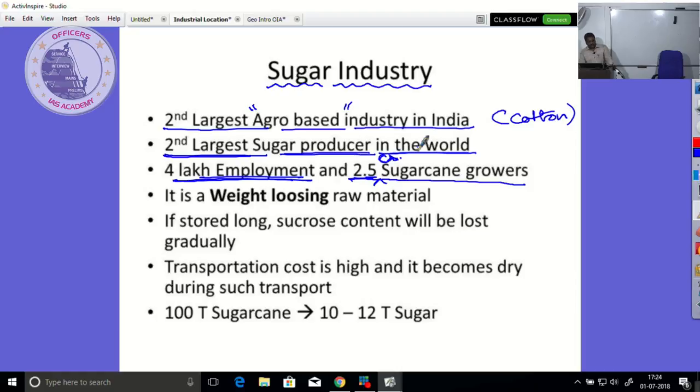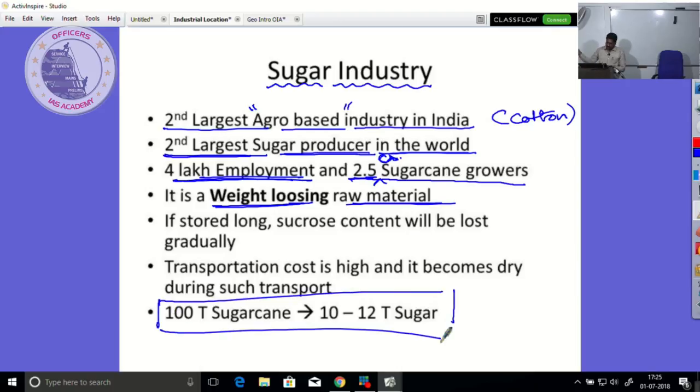And some of the other factors say this is a weight-losing raw material. Why do I call it a weight-losing raw material? If you crush 100 tons of sugarcane, sir, the output we get is only 10 to 12 tons of sugar. So these industries have to be located, as a rational outcome, very near to the raw material itself.